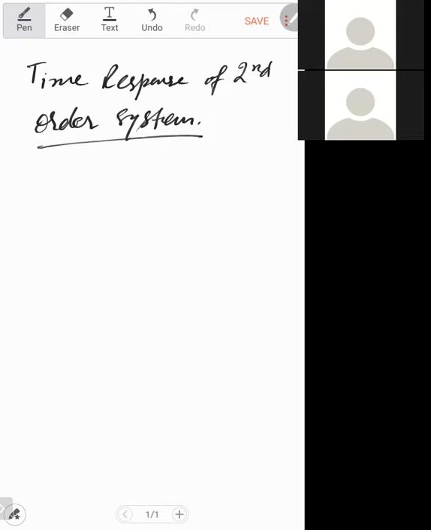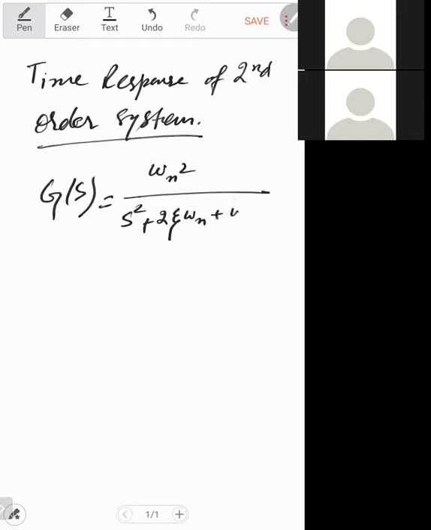Typically, for a second order control system, we consider the following transfer function, which is called the standard form of the second order system. It is represented by G(s) equal to omega n square divided by s square plus 2 zeta omega n s plus omega n square. You can see that the order of the denominator polynomial is 2. That is why it is called a second order system.